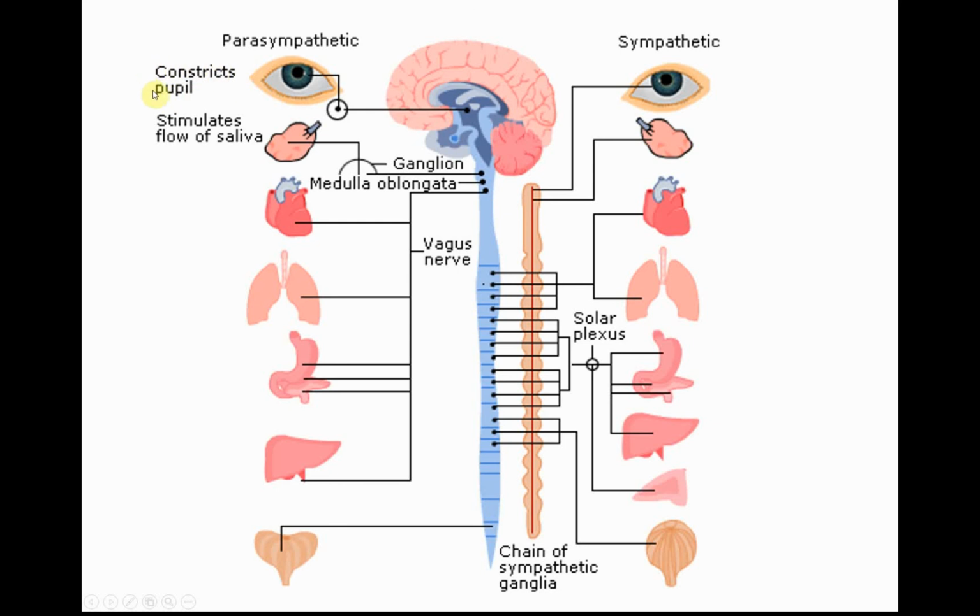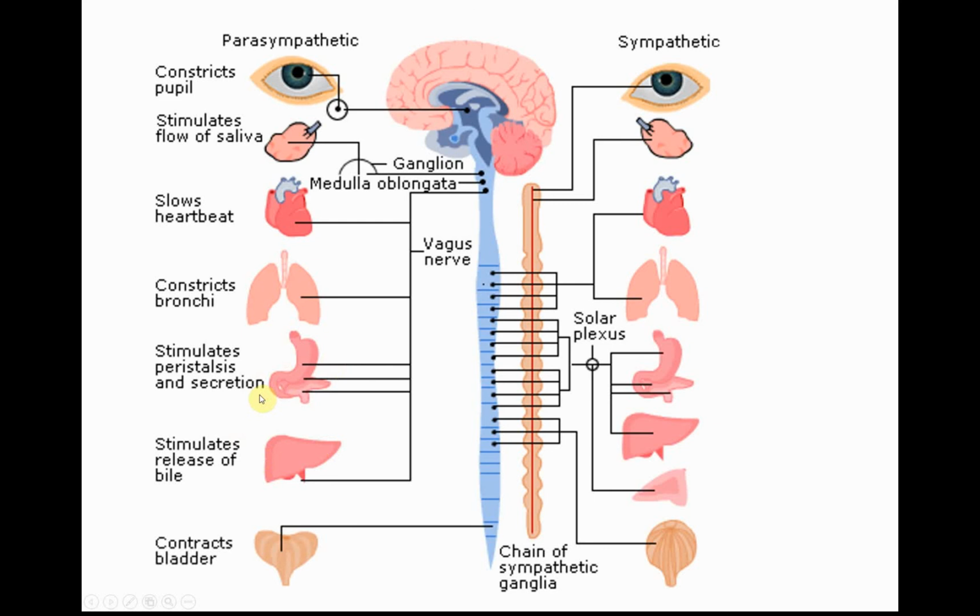So it's constriction of the pupil. Stimulating flow of saliva, slowing the heart rate, constricting the bronchi, so less flow of air into the lungs, stimulating peristalsis and secretion. So you can see, not stressed, relaxed, digesting your food, okay, stimulating release of bile, again digesting your food, allowing you to go to the toilet.